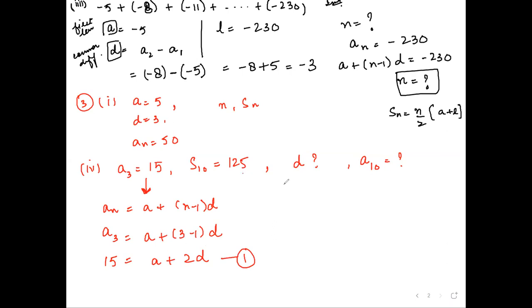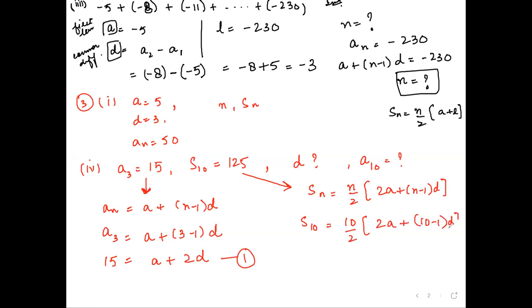Now come to the information given about the sum. First write the formula: the sum of n terms is equal to n by 2 into 2a plus n minus 1 into d. Now S10, the sum of 10 terms, is given. So 10 by 2 into 2a plus 10 minus 1 into d. Simplify, and S10 is 125. So this is 5 into 2a plus 9d. We can bring this 5 to the denominator and divide 125. How much will I get? 25 is equal to 2a plus 9 into d. So this is your equation number 2.